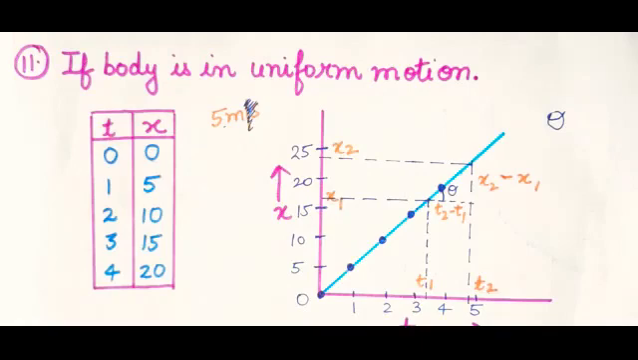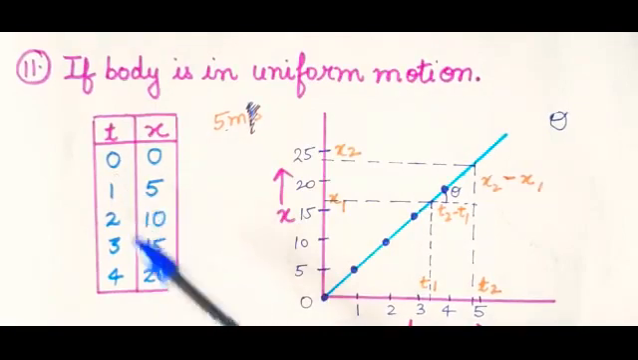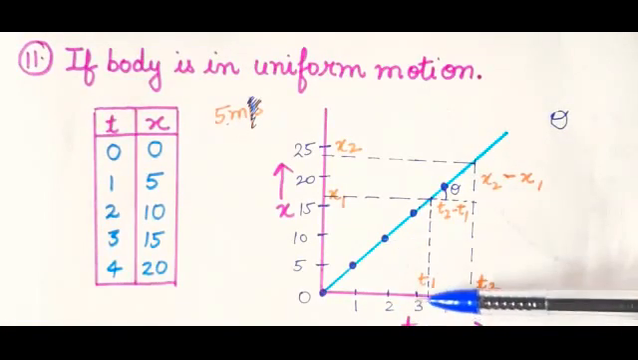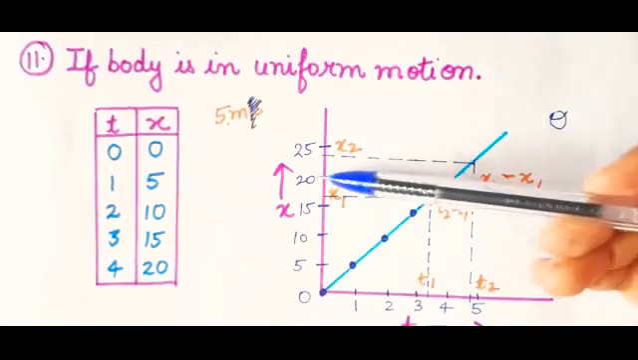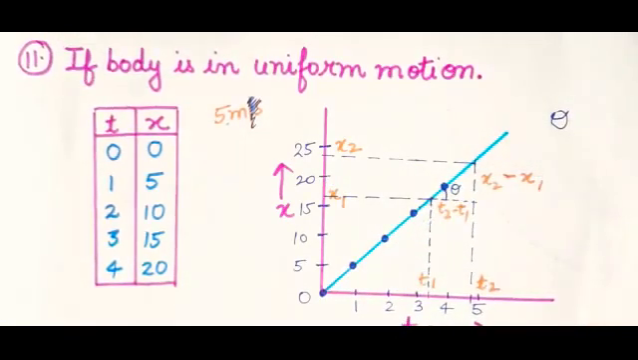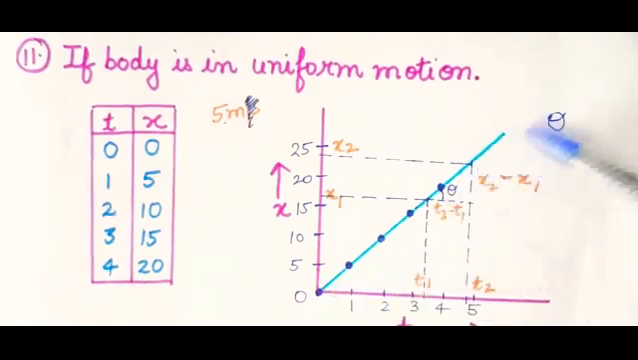Now let's start plotting the graph. Again, time interval on the x-axis and distance on the y-axis. I have written 1, 2, 3, 4, 5 for time and 0, 5, 10, 15, 20 for distance, which is more convenient. When time is 0, distance is 0. When time is 1, distance is 5. When time is 2, distance is 10. When time is 3, distance is 15. When time is 4, distance is 20. So we have obtained these 4 to 5 points. Now join these points and you will obtain this kind of straight line.